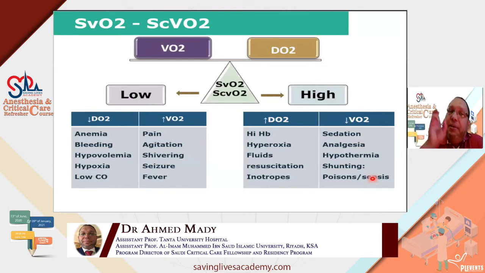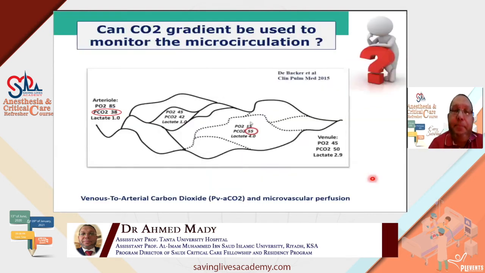So central venous oxygen saturation you can rely on to give you a clue about the balance between utilization and delivery, but not the quality of the perfusion at the level of the tissues. Yes, it can tell me I can increase the cardiac output to improve the central venous saturation and the delivery. But how is the quality at the level of the tissues? Carbon dioxide gap. Yes, carbon dioxide gap can be used to monitor the microcirculation.